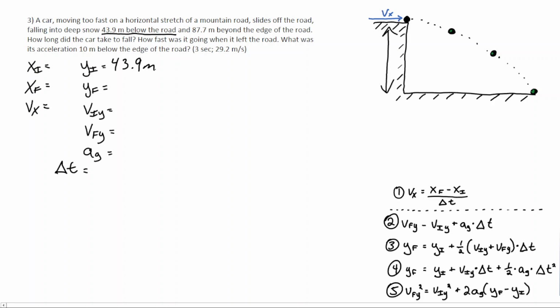The assumption here is that it will be striking the ground, but we'll read on and make sure that that's true. And 87.7 meters beyond the edge of the road. All right, so what is that telling us? Well, this is going to equal to 0, and this will be our 87.7 meters. I'll pull this aside.